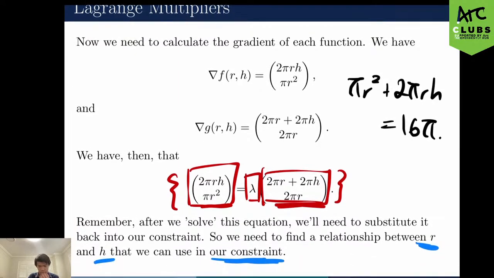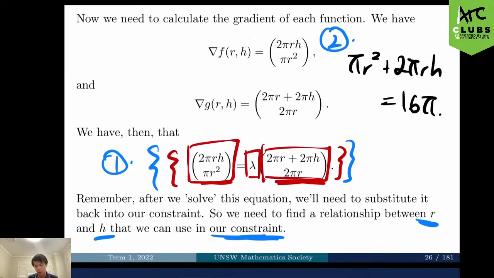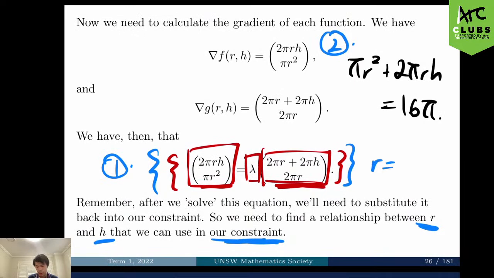If you solve this equation, that's all well and good. But remember from before, we not only have this equation, we also have to solve the constraint equation. Generally we'll end up with some relationship between r and h, like maybe r equals h. Then you can sub that in and solve for r and h. That's what we're going for here.